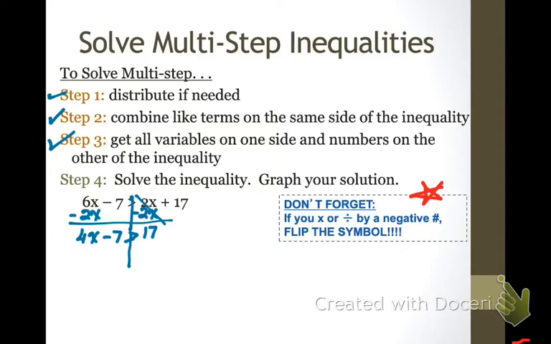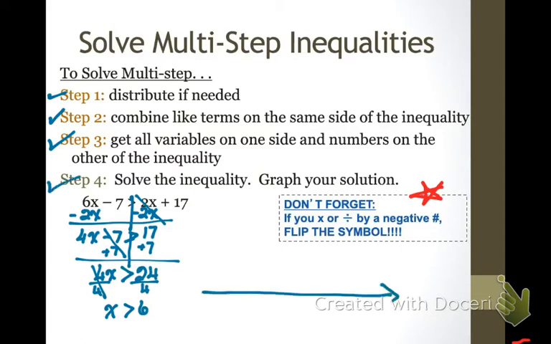Now, this is just a two-step inequality that I'm going to use inverse operations on. I'm going to get rid of my addition and subtraction before multiplication and division. So I'm going to get rid of the minus 7 by adding 7 to both sides. And I get 4x is greater than 24. And then I'm going to get rid of the 4, which is attached by multiplication, by dividing. And I'm going to say, hey, did I just divide by a negative? No, I did not. So I do not have to flip my inequality symbol. And I get x is greater than 6.